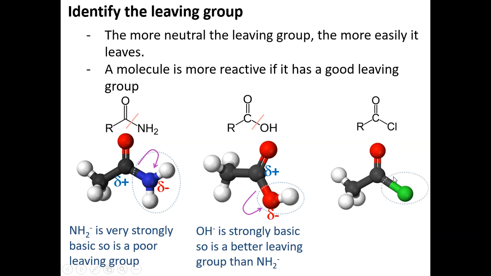An acyl chloride, that breaks even more easily, because when that breaks and the electrons go to the more electronegative chlorine, we're going to form Cl minus. That's neutral. Think of NaCl. Cl minus is not going to attack that carbon, and therefore it is quite a stable leaving group. It's a good leaving group. So acyl chlorides are very reactive.